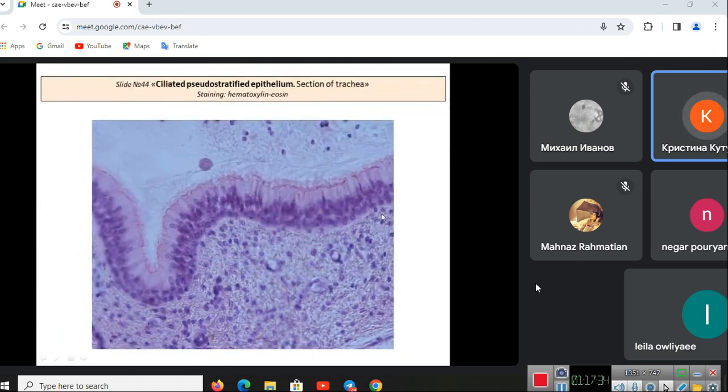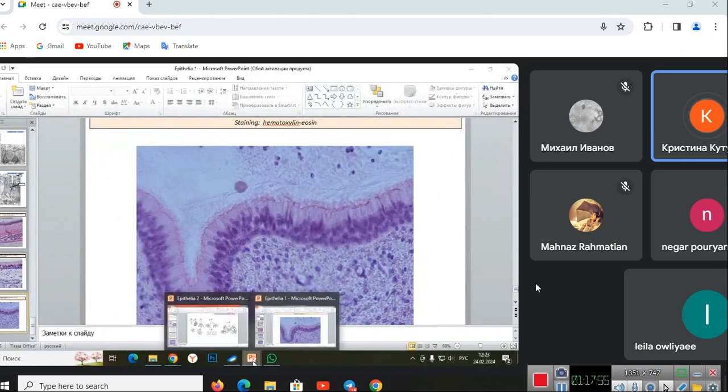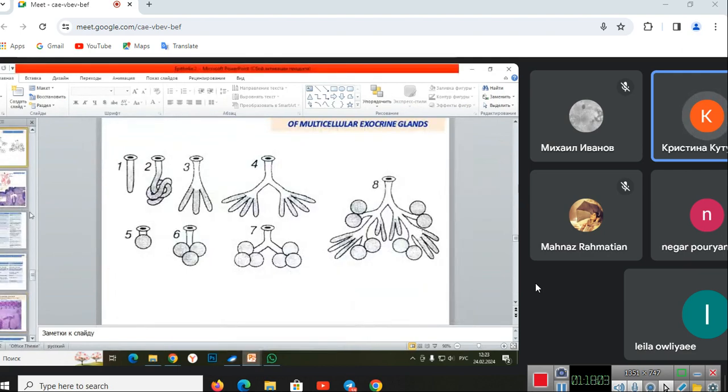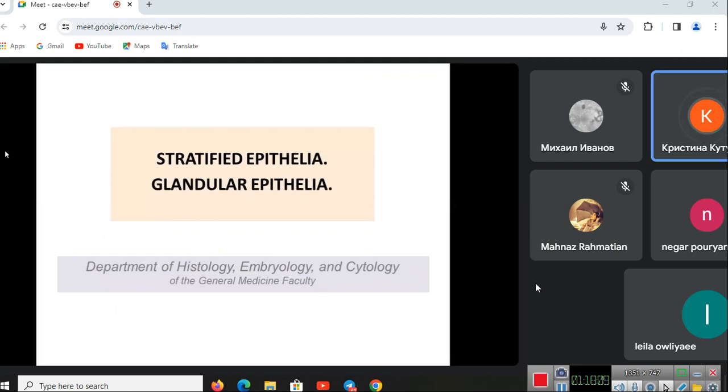Another picture is here. Once again, three rows of cell nuclei: basal, tall intercalated, and ciliary and goblet cells. Mucus with stuck dust particles. So we have discussed the first part of the epithelium. This was topic 5, if I'm not mistaken. And now we go to the second part of epithelia, the stratified and glandular epithelia.